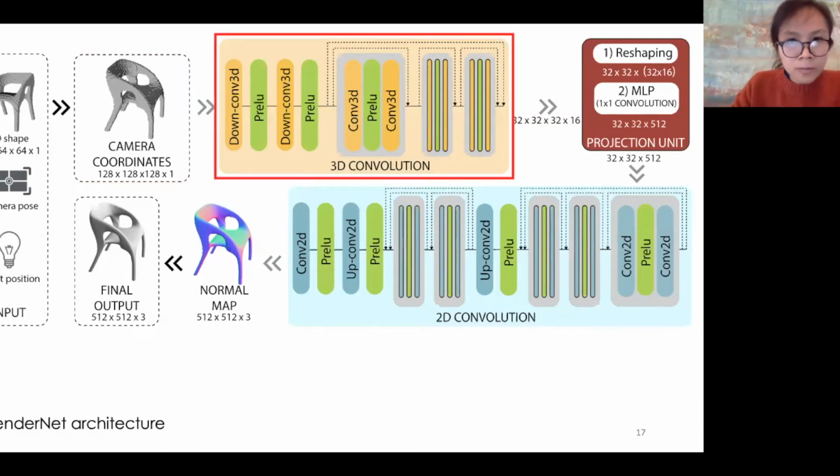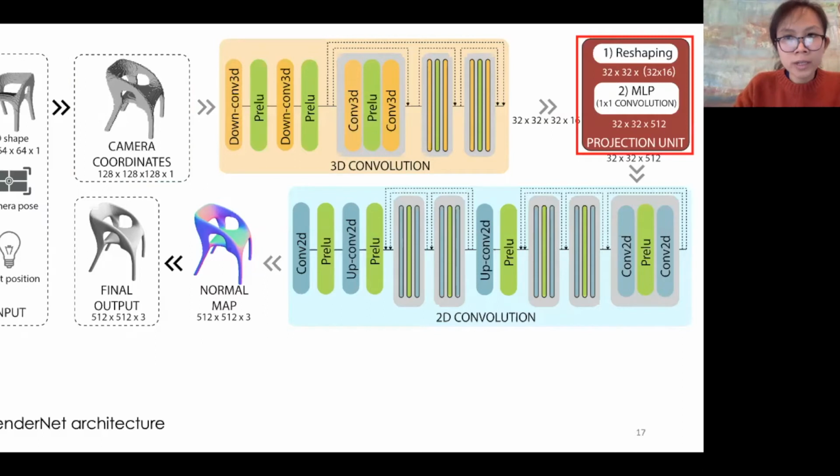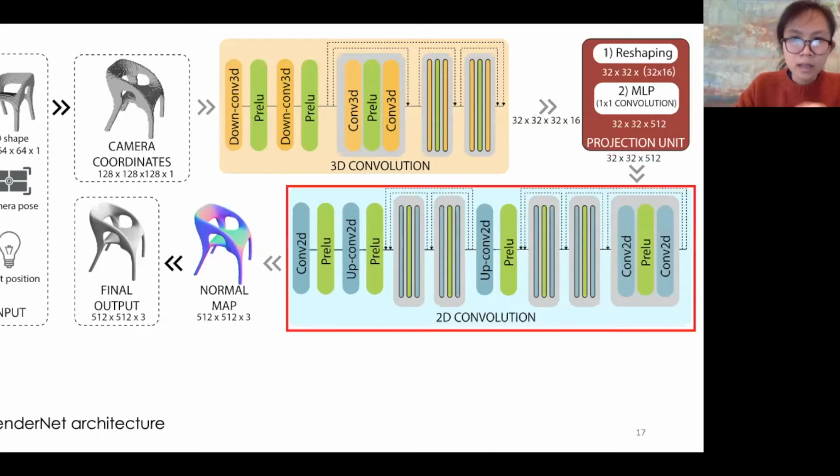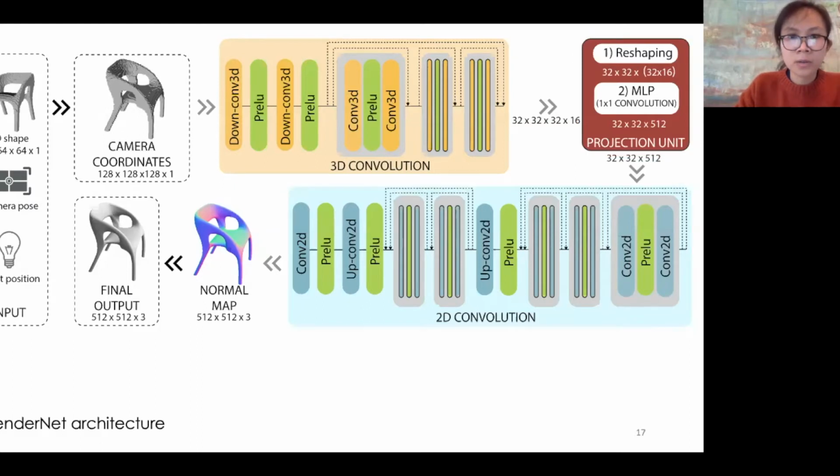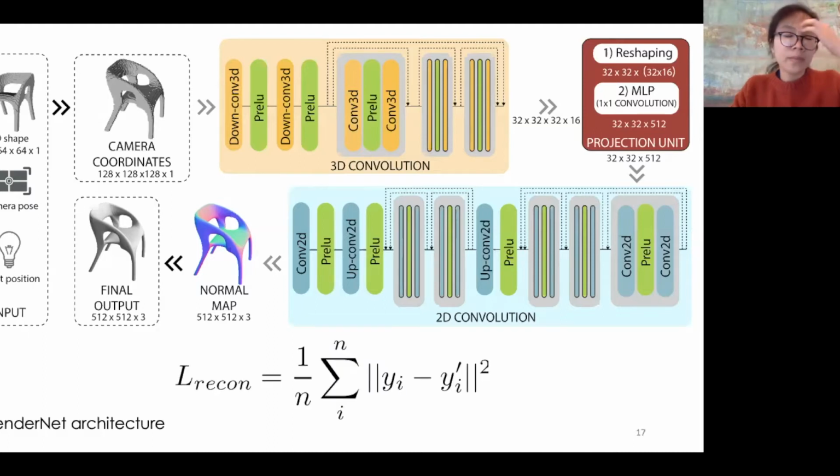And then we run it through a series of 3D convolution. The projection unit is basically just an MLP that does feature selection and decides which features can be observed from this particular camera pose. And then a series of 2D convolution to get the final images. And to train this network, we use an image space pixel loss, either L1 or L2, and we train it fully supervised. So it's a very simple network and fairly fast to train.